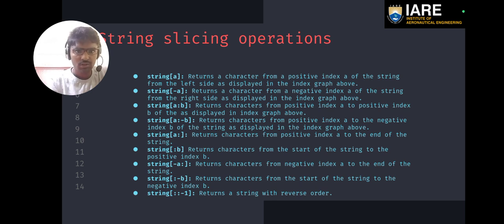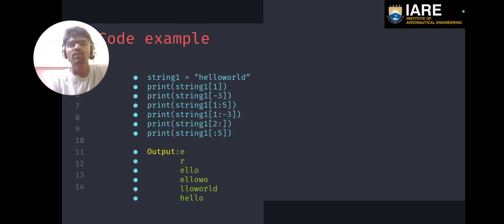String colon minus 1, which is represented in brackets, gives us a reverse order. So here is a basic example of string slicing. Let us say we take a variable named s which is equal to a string called hello world. So here are basically the syntaxes for the codes which we use.